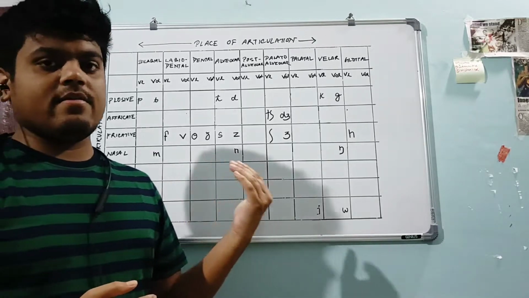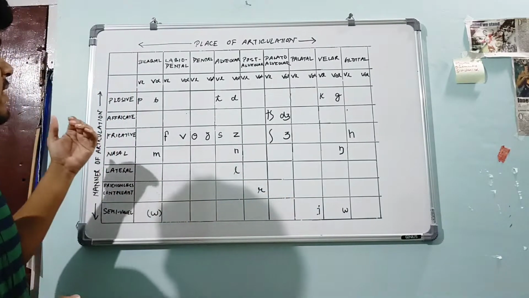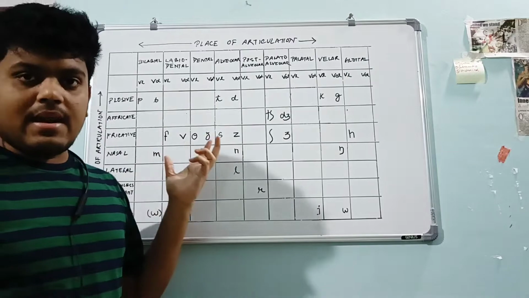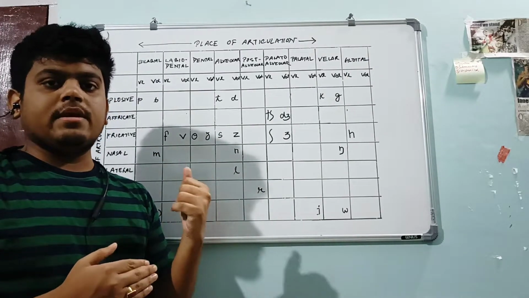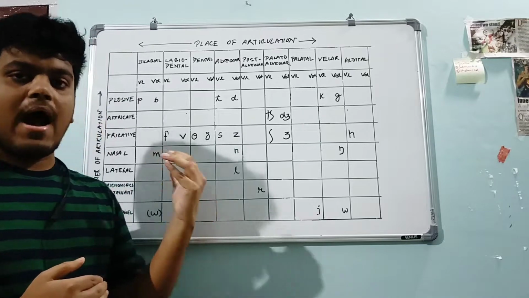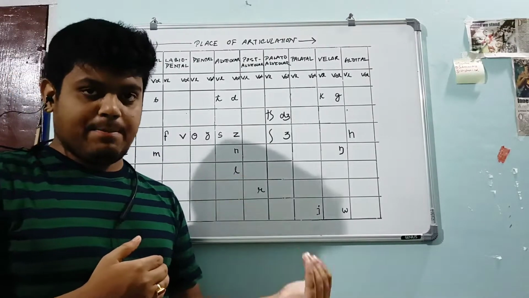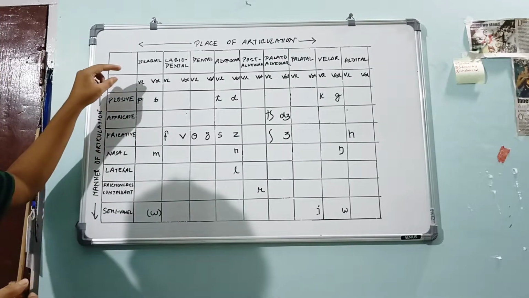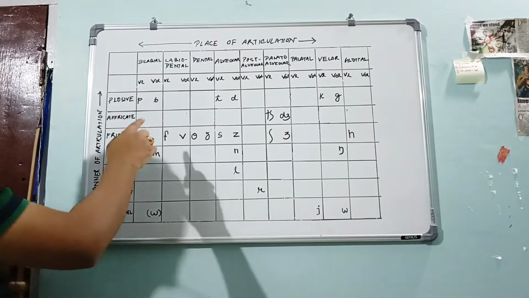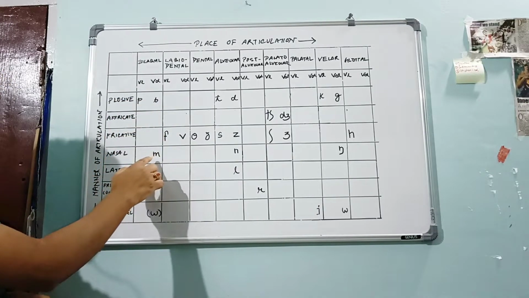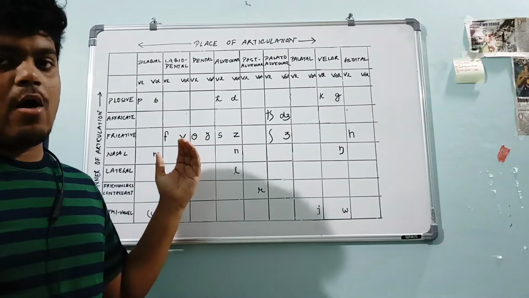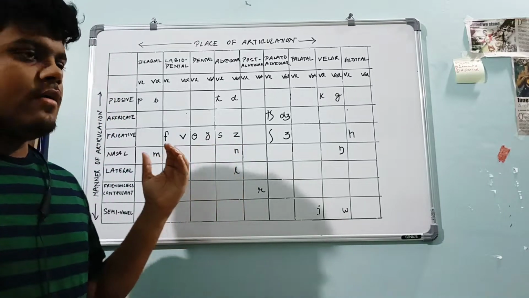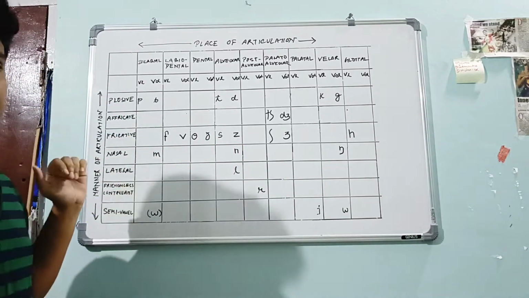So what are these places of articulation? Let us discuss. First, I have written bilabial. Bilabial, as the name suggests, is produced with the help of our two lips. Bi means two and labial means lips. These bilabial sounds are pa, ba, and ma. Whenever you are producing these sounds, you are touching your two lips: pa, ba, ma. So these are the bilabial sounds in English.